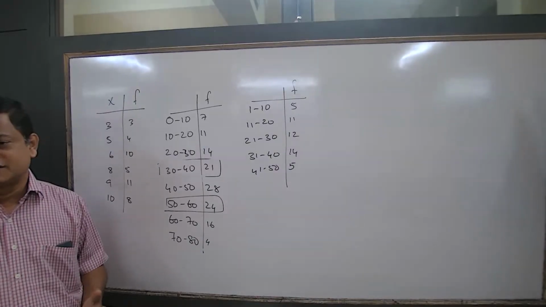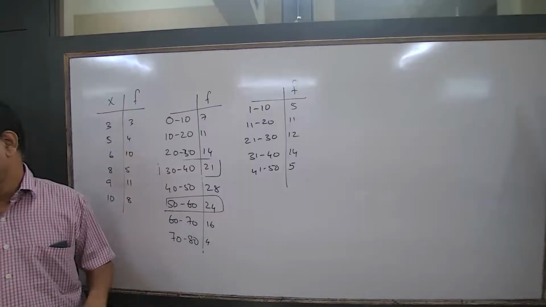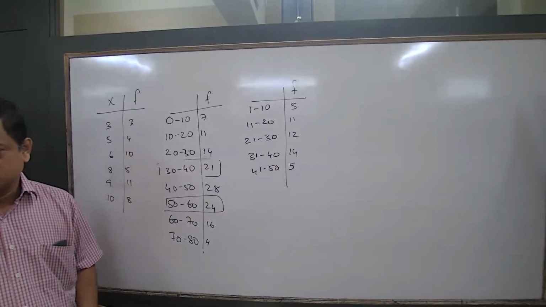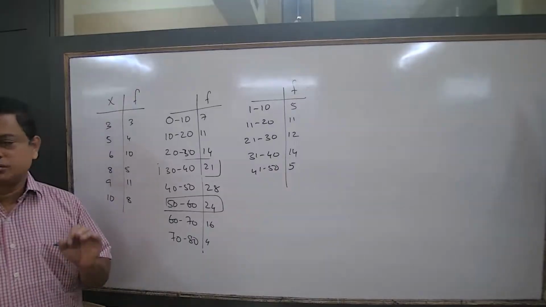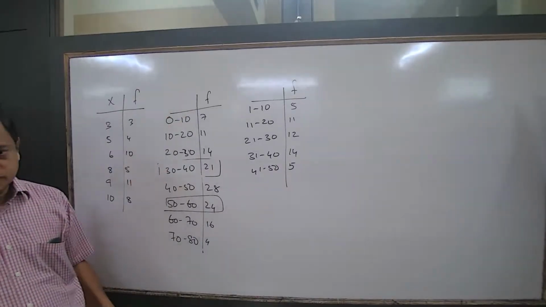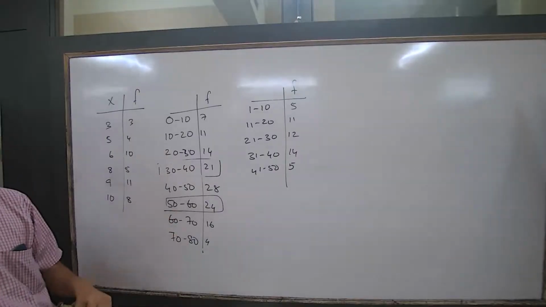70. What is 10? Class size, or class width, or class height. 75 is the class mark. Understood, all of you? Is everything clear now? The class and all, you have to know it. If fill in the blank questions come, then you should know how to do it.